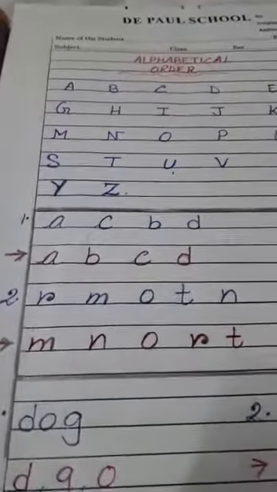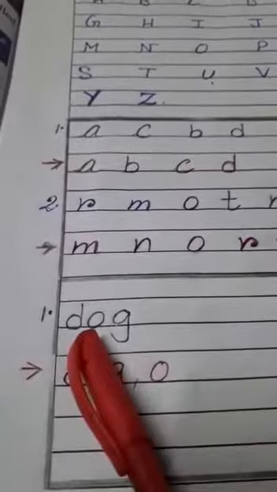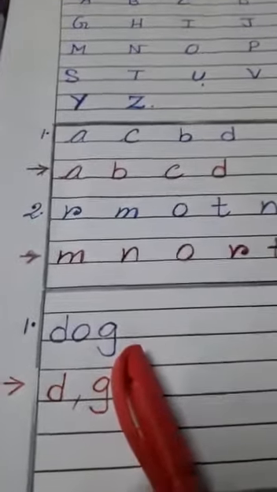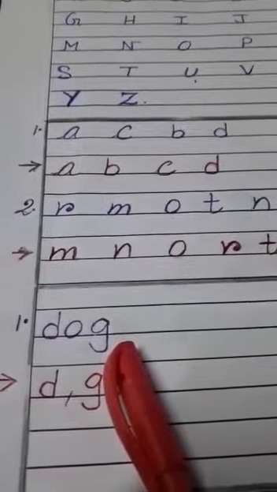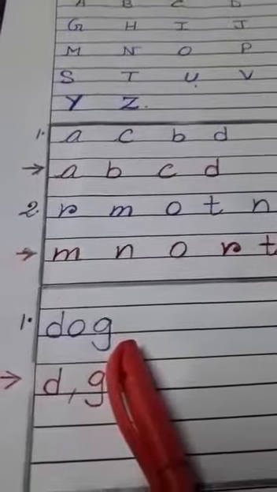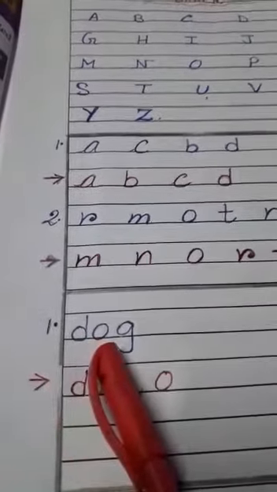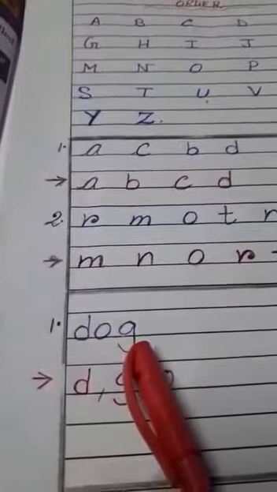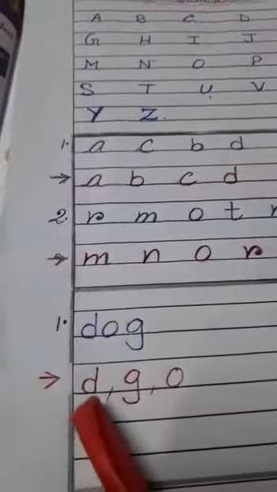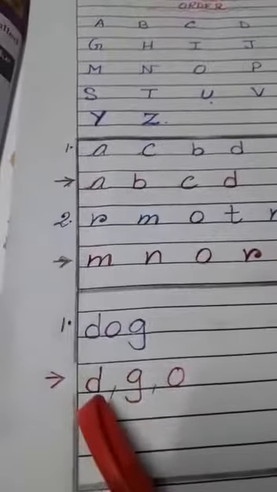Now, I am showing you another example. I wrote D-O-G, dog. Dog is a word. Now, how many letters are here? There are 3 letters. D, O and G. Now, if I tell you, among these 3 letters, which letter came first? D came first. So, D.